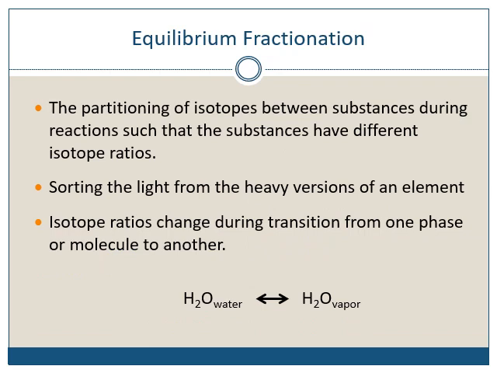So this term equilibrium fractionation is really referring to that partitioning of isotopes between substances during reactions such that substances have different isotope ratios. It's a sorting of light from the heavy versions of an element, and the isotope ratios change during transition from one phase or molecule to another. And again, here we're particularly interested in this reaction between liquid versus vapor, condensation or evaporation of water.